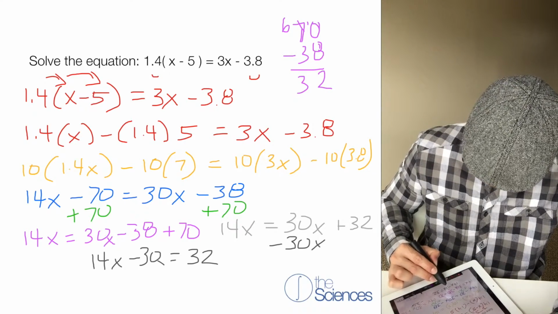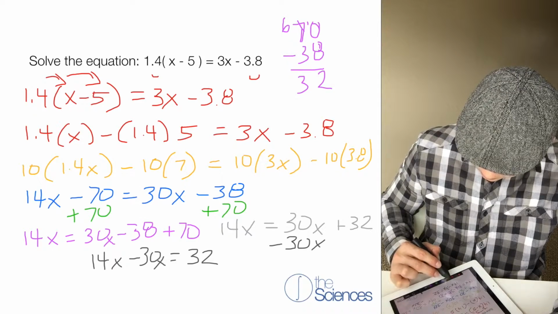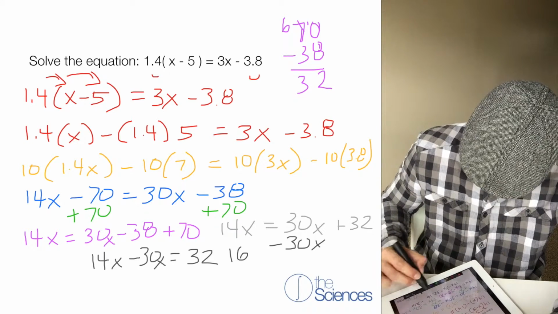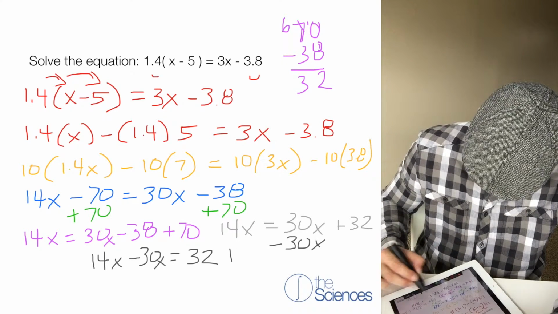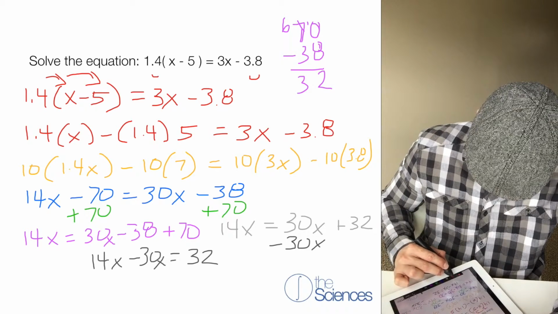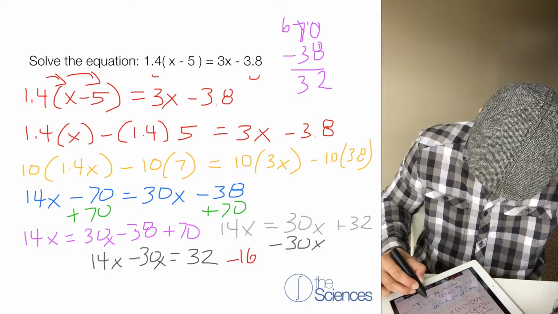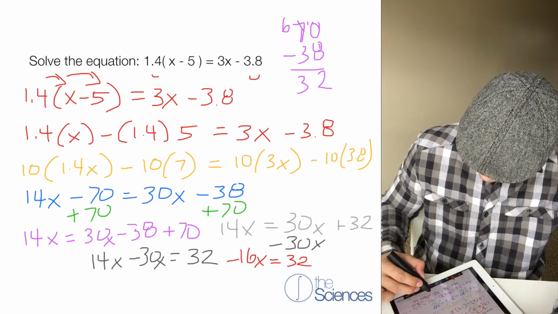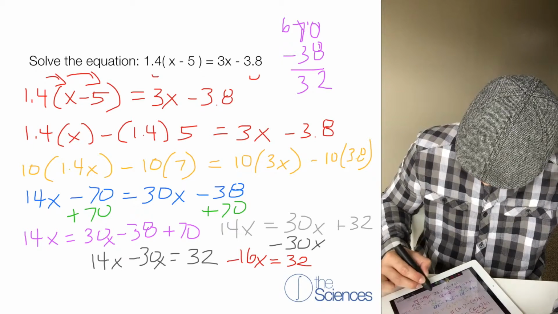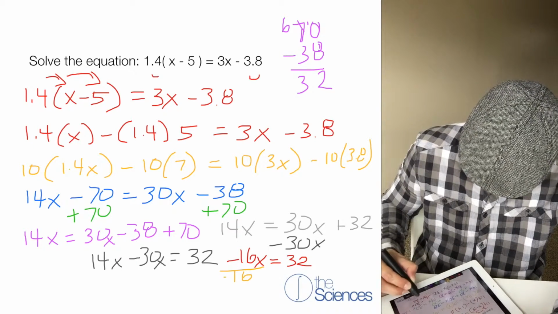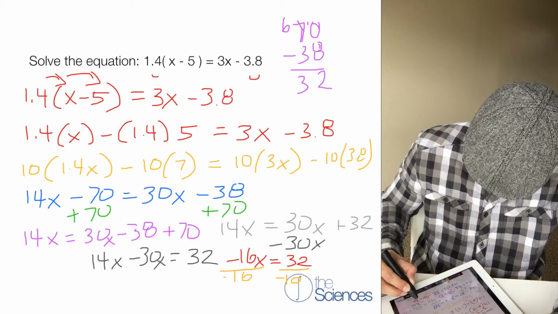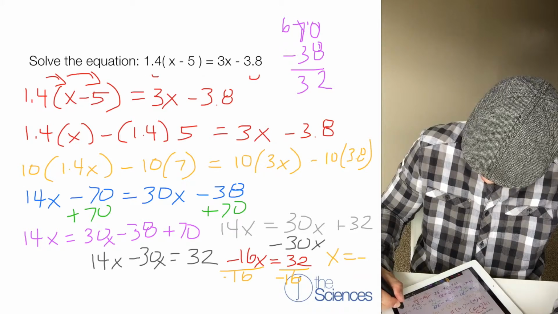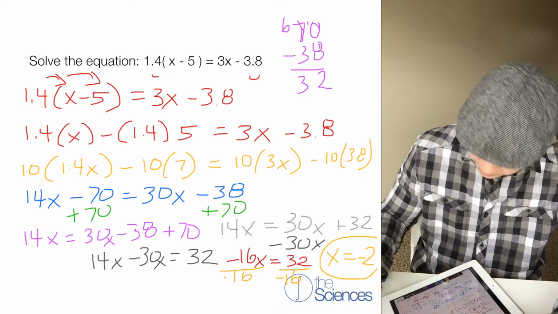So 14x minus 30x is negative 16x. I'm going to use a different color. Negative 16x equals 32. So we can divide both sides by negative 16, and then x equals negative 2. So that's our answer.